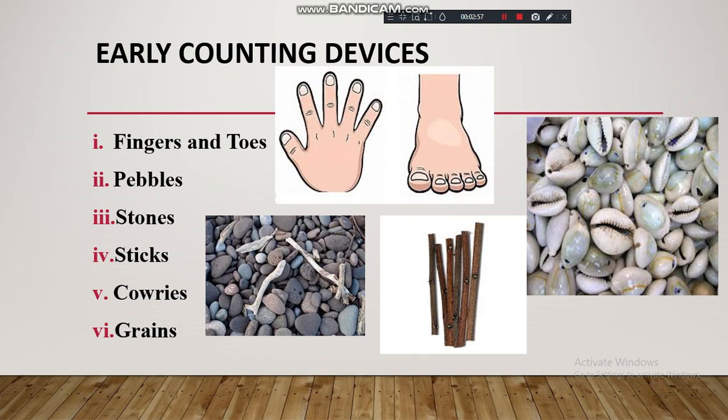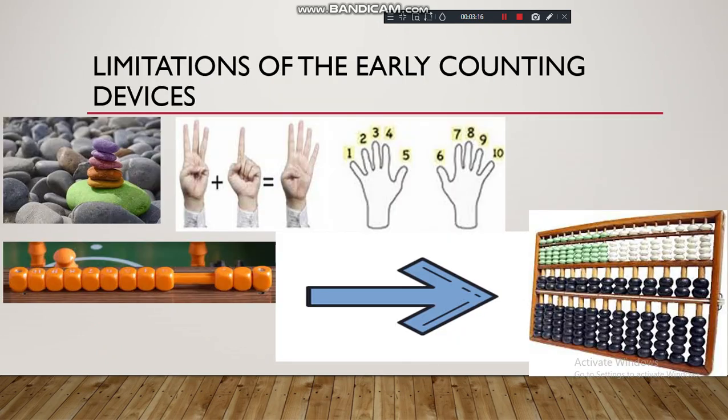However, there was a big problem with these early counting devices. They could not count large numbers, so there was need to do calculations that involved large numbers. And that was what led to the mechanical counting devices. The mechanical counting devices were the next set of developmental stages of computers.